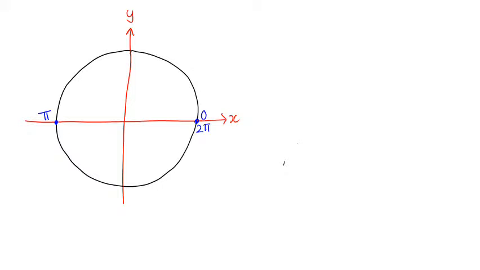Right? So what do you think this point here is going to be? Half pi, yeah, or pi over 2, because you take pi divided by 2, it's the same as half pi. What do you think this point is going to be? 3 pi on 2, yeah, 1.5 pi.